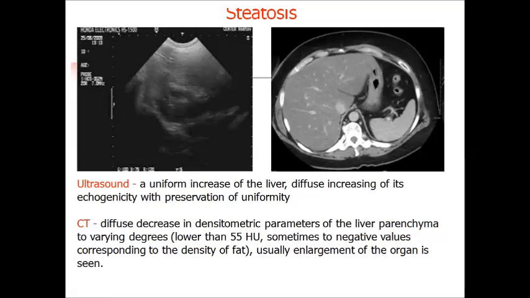Two values lower than 25 Hounsfield units. It's lower than normal hepatic cells, and sometimes even to negative values corresponding to the density of fat. Usually a little enlargement of the organ is seen.